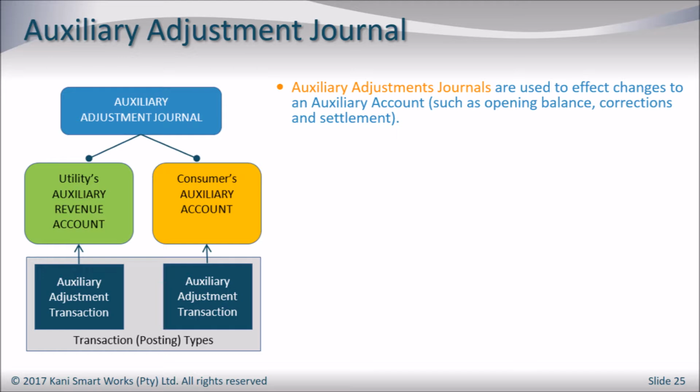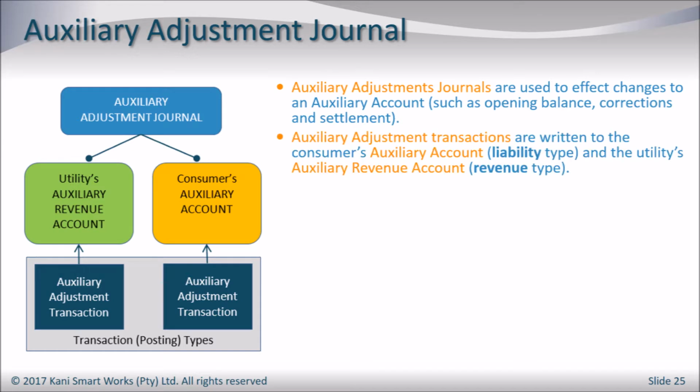Auxiliary accounts are used to keep track of additional charges related to services but not actually services themselves. It might be the cost of a meter installation or a fine or even rates. Auxiliary adjustment journals are used to effect changes to an auxiliary account. A consumer can have multiple auxiliary accounts. So those adjustments could be setting the opening balance, corrections, and even settlement of that account.